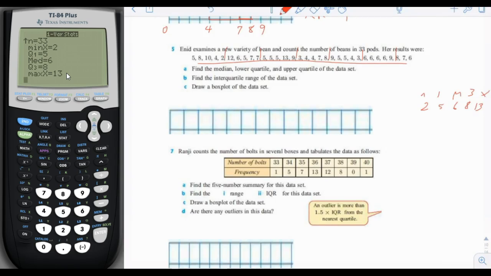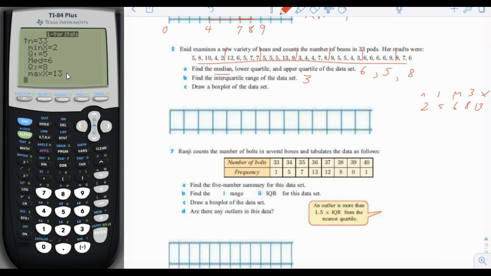Okay, so it asks me for the median, which is 6, the lower quartile, which is 5, the upper quartile, which is 8. Then it asks me the interquartile range, which is 8 minus 5, which is 3. And draw a box plot.